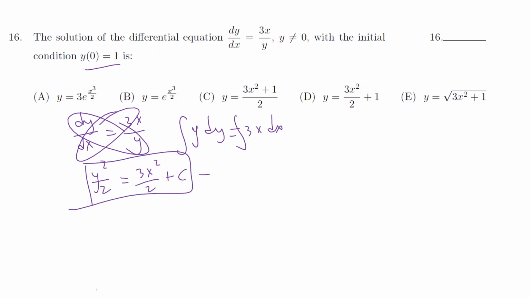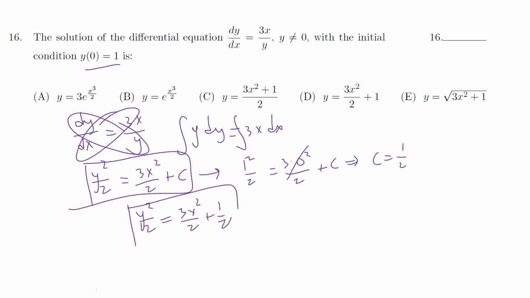Let's solve for c first. So here we got 1 squared over 2, because y is 1, equals 3 times 0 squared, because x is 0, over 2 plus c. So therefore, it's clear that this guy is 0, therefore c is just equal to 1/2. So we got y squared over 2 equals 3x squared over 2 plus 1/2. If you multiply everything by 2, we get y squared equals 3x squared plus 1, or y is equal to the square root of 3x squared plus 1, and the answer is E.